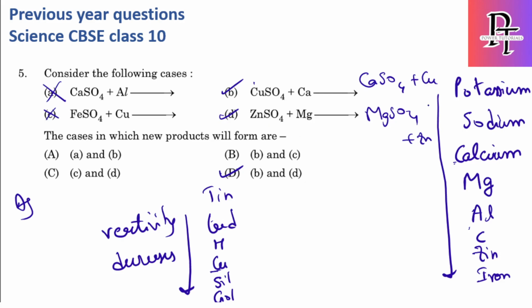So this reactivity series is very important: potassium, sodium, calcium, magnesium, aluminium, carbon, zinc, iron, tin, lead, hydrogen, copper, silver and gold. Gold is the least reactive, then silver, then copper, then hydrogen. You have to remember it either the top way or the bottom way, anything is fine. Let's move to the next one.